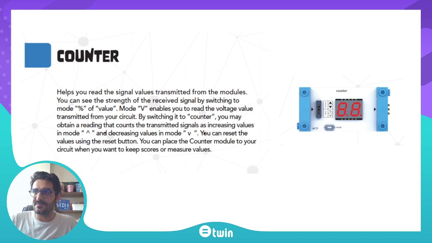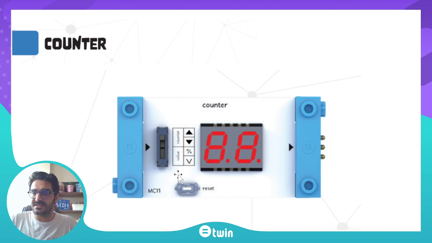Two of these modes, as you can see here, are represented as value. One of the values shows the voltage of the circuit, and the other shows the voltage in terms of percentage. So if you have a 5-volt value in the circuit, you will see 100%. Actually, since it is a 2-digit display, you will see 99% when you see 5 volts in the circuit.